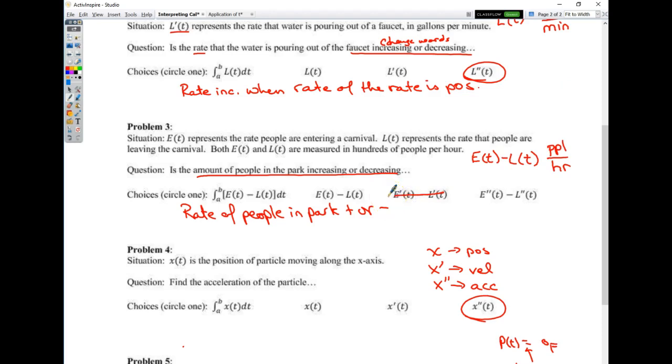Because if I take the derivative of E of T and L of T, I would get people per hour squared, which is not a rate, it is a rate of a rate. Obviously, it can't be double prime. The answer is actually E of T minus L of T. If we would have integrated this, then we would have just gotten people. And that's the type of thing that we want to look at as we go through here.